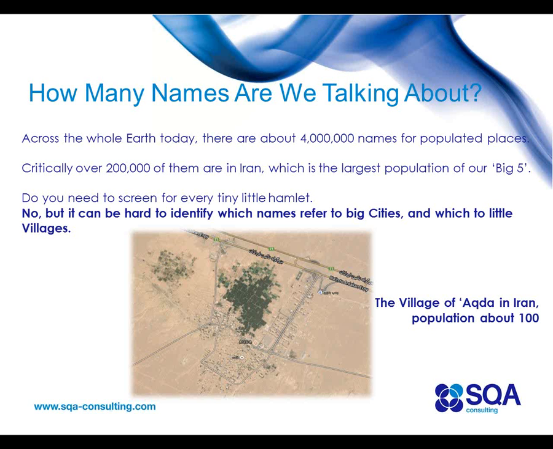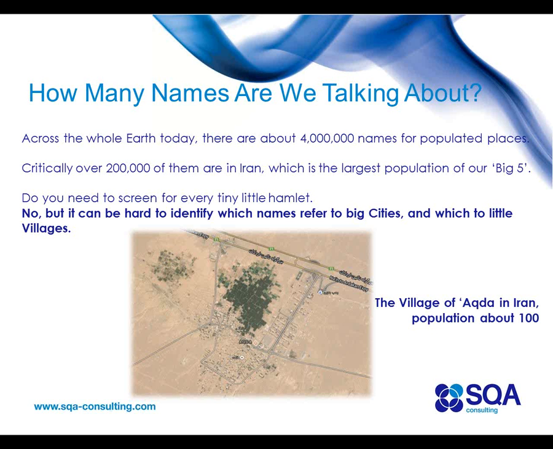So there's an order of magnitude difference, which gives us a problem in that country. Now, do you have to screen for all of those names? Certainly not. Some of those names are tiny hamlets, and here we have an example that I just pulled out at random on the map of Iran. It's called Akhdar, and I think it's got a population of about 100 people.